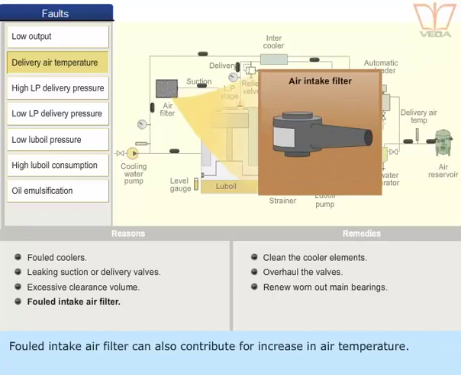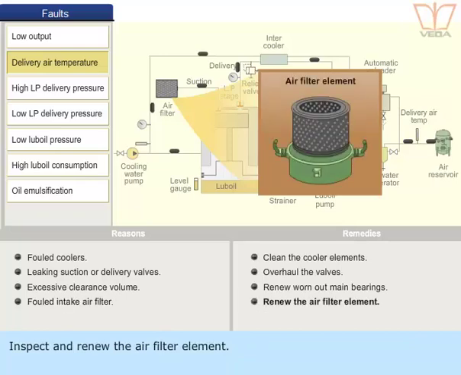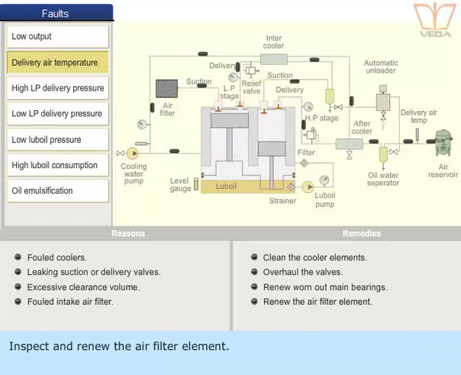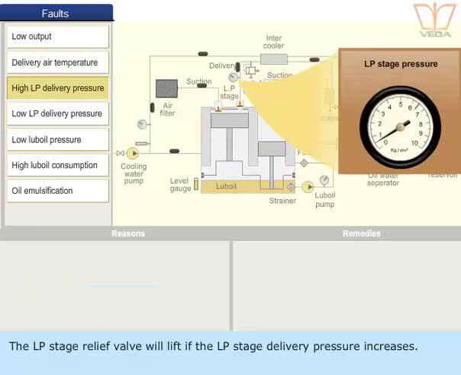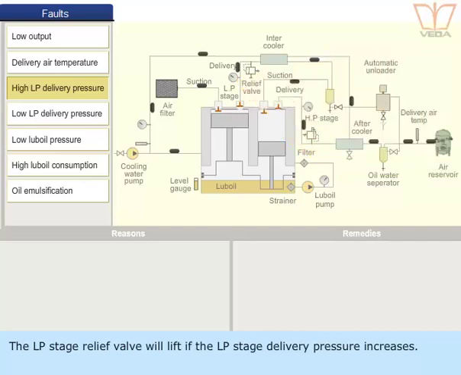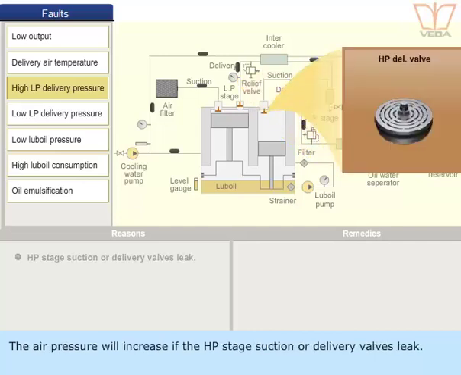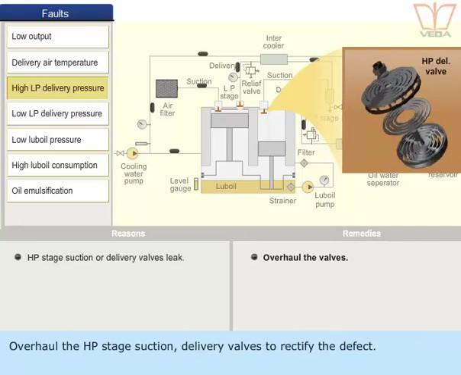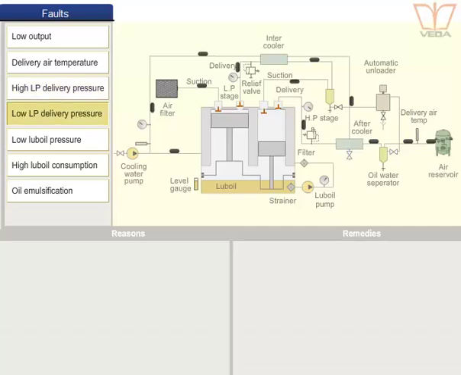A fouled intake air filter can also contribute to an increase in air temperature. Inspect and renew the air filter element. The LP stage relief valve will lift if the LP stage delivery pressure increases. The air pressure will increase if the HP stage suction or delivery valves leak. Overhaul the HP stage suction and delivery valves to rectify the defect.